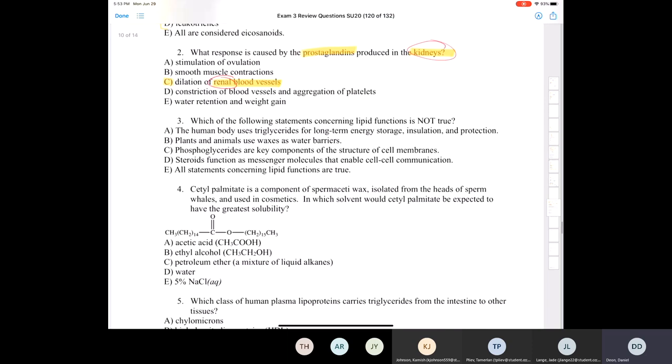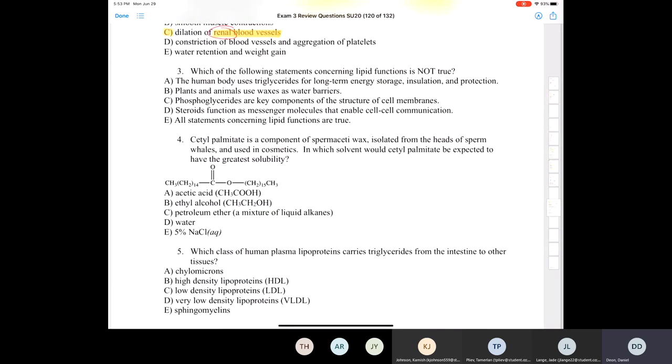Okay, number 3 says, which of the following statements concerning lipid functions is not true? Who could help me out with number 3? Who's with me? Tell me what the answer to number 3 is. Well, if you're unsure, we could read through them all.